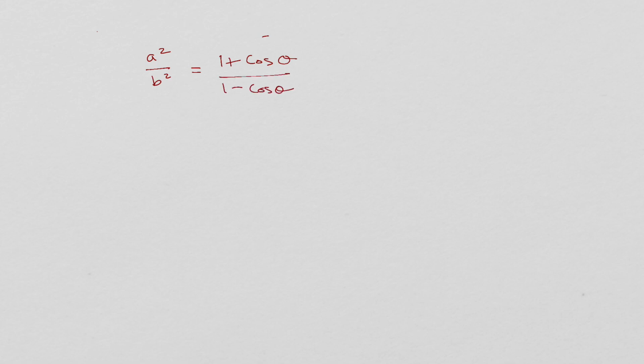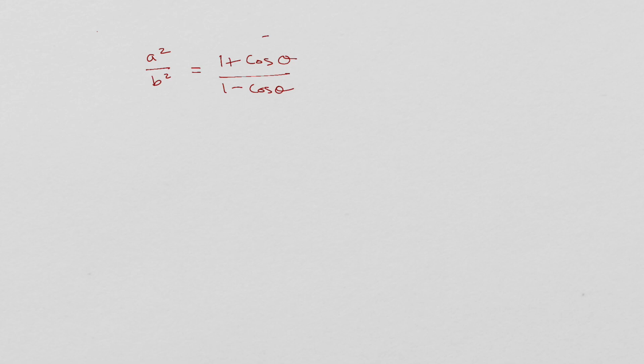Now, if you were really on top of it, you would have got that far and then probably got really confused about what on earth was happening. We need to have a over b. If we have the square root of 1 plus cosine theta over 1 minus cosine theta, that is never going to get us to our proof. So we're going to have to do something else.